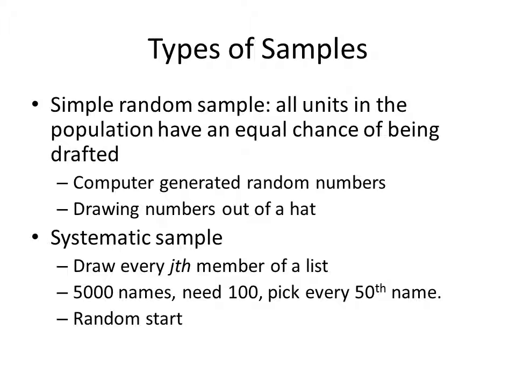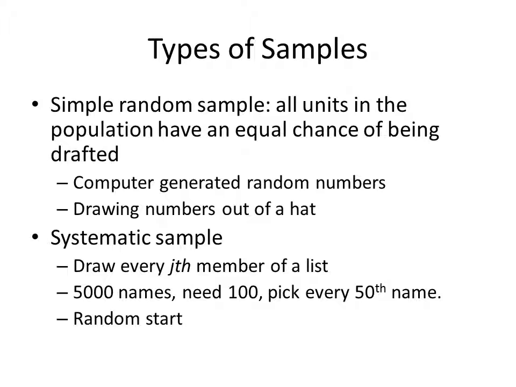The next type of probability sample, and it's very similar to the random sample, is a systematic sample. The definition is you draw every jth member of a list. What does that mean? If you have 5,000 names, and you only need 100 of those people to survey, then you go through and pick every 50th name. So you start at a random spot in the order, and you pick a person, and then you go 50 slots down, pick that person. 50 slots down, pick that person. 50 slots down, pick that person.